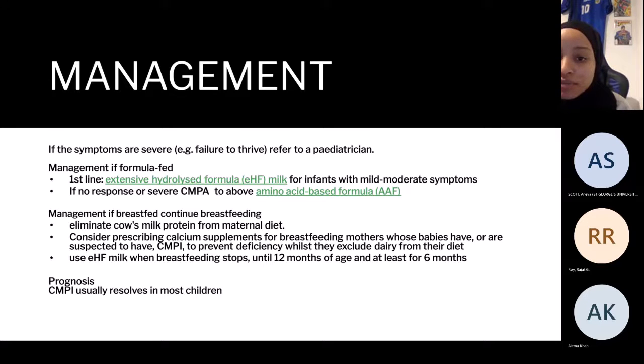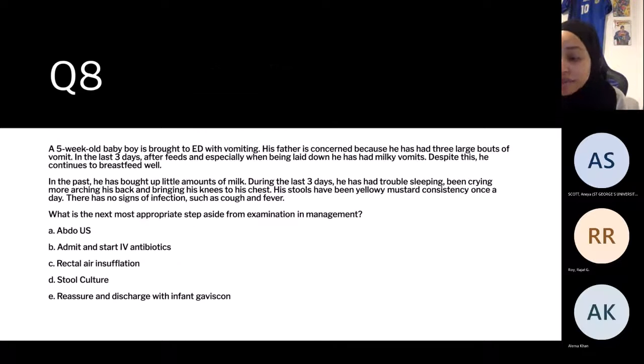And you consider giving her some calcium supplements, because otherwise how would the baby be getting their calcium? And you might use the extensively hydrolyzed formula milk when the mother stops breastfeeding. And the prognosis, if it's an intolerance, usually resolves in most children. I hope that's all okay. If there are any questions, do let me know.